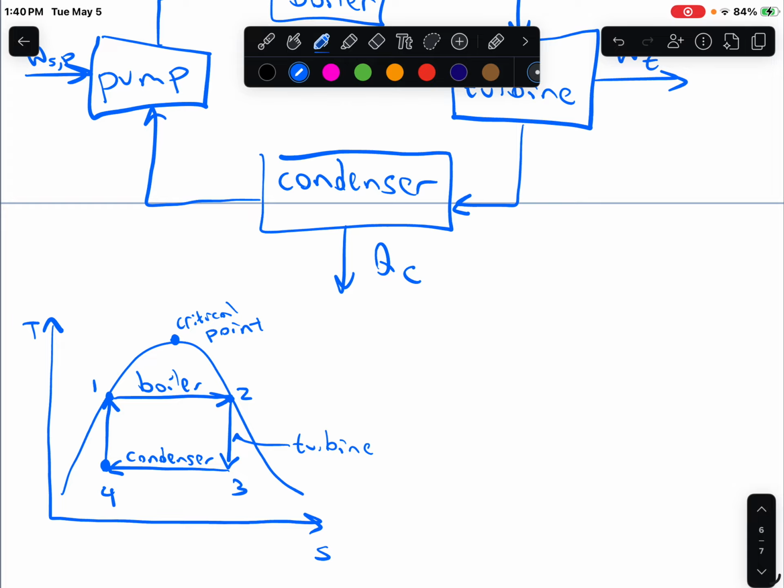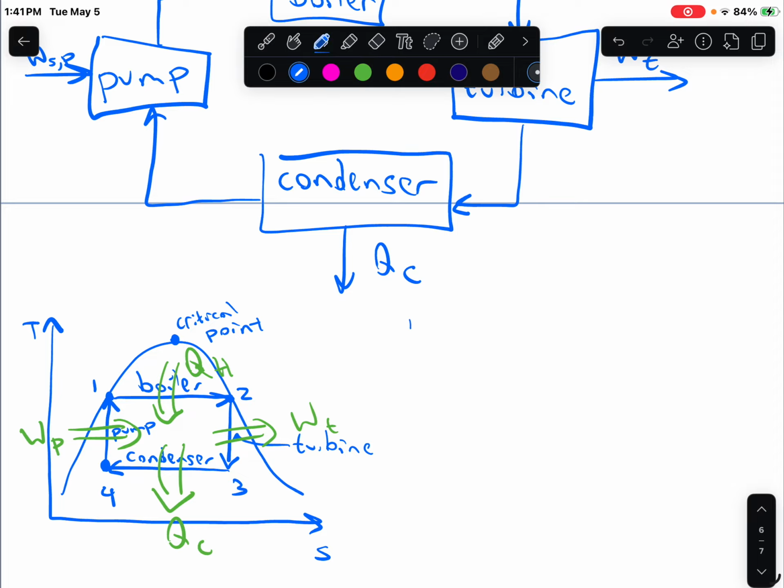So this is the pump. And the boiler allows for the input of QH. The turbine allows for the output of work. The pump is going to require work input, and it's going to be necessary to reject heat by QC.